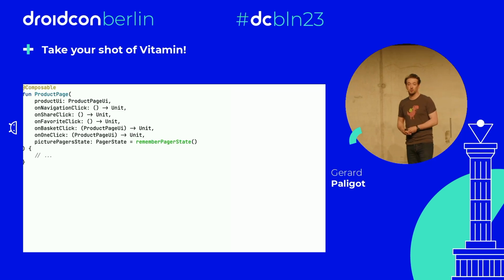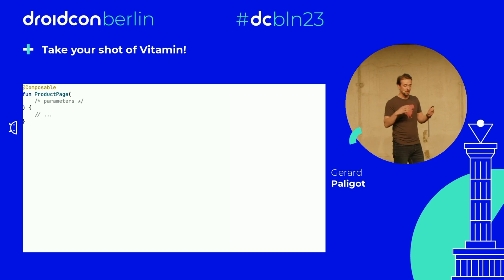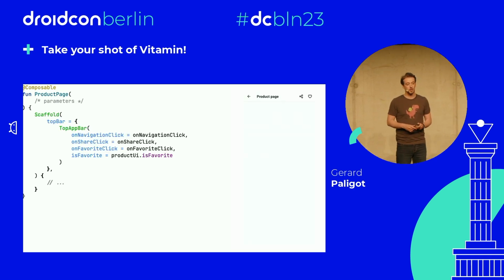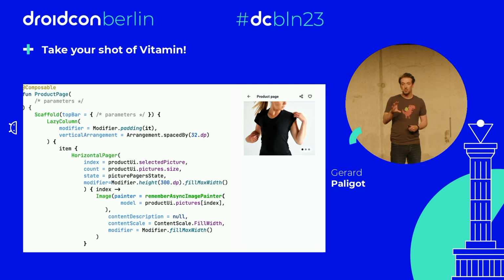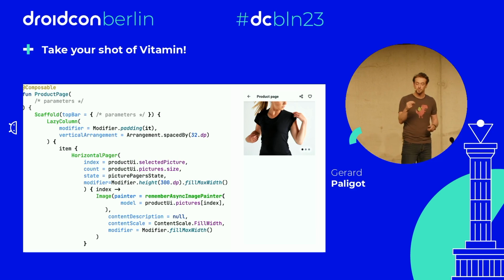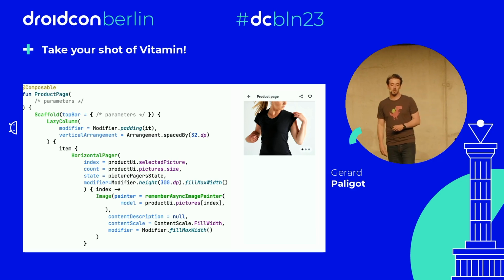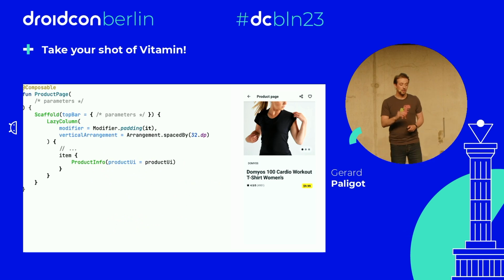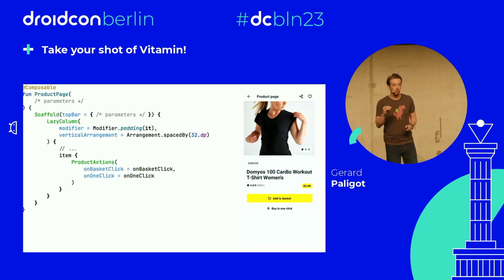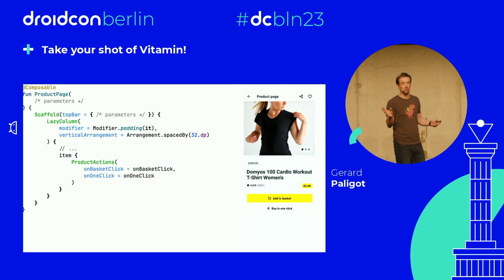So now we will build the entire screen. So yeah, we have here the product page with all parameters I want to use in my sub-components. I make space because there is a lot of code here. First, I declare my scaffold with the top app bar, so I have the correct preview here. Second, I declare my lazy column with the first item, which is the list of pictures. So this is not Vitamin, so I don't stay on that. And I declare another item for my product info and another one for my product action, and it is all.